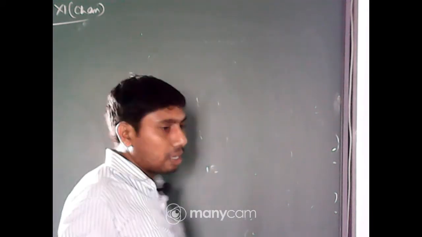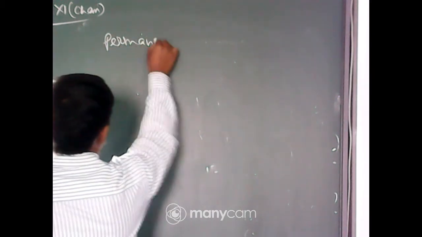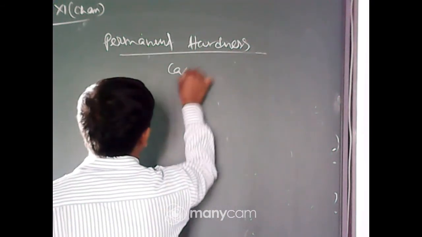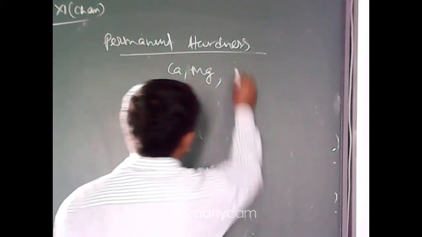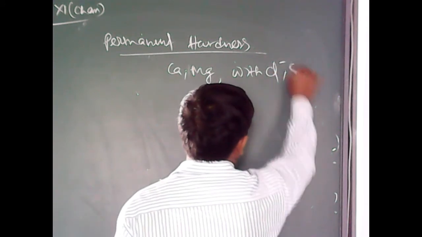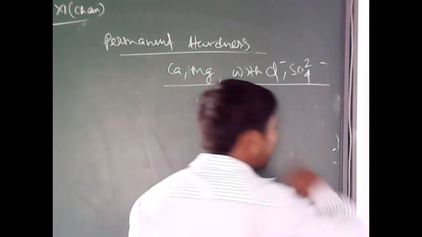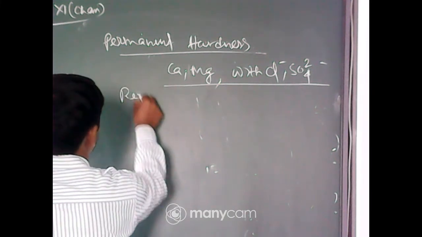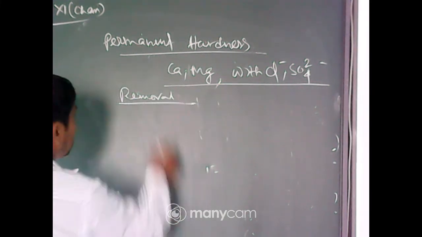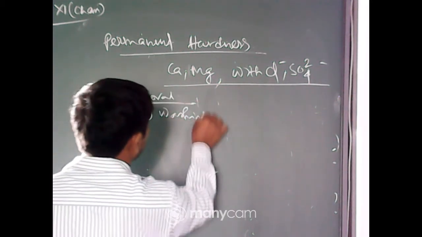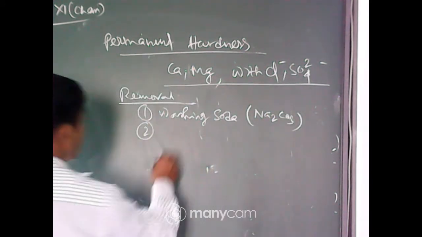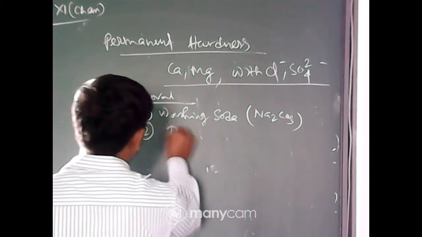So, I am repeating from permanent hardness. Okay. Permanent hardness is due to the presence of salts of calcium and magnesium with chloride and sulphate. These are generally present in any water sample, and then it is called permanent hardness. Okay. Now, for removal of permanent hardness, one is the washing soda method, washing soda, that is sodium carbonate. Number 2 is the permutit method or ion exchange method.